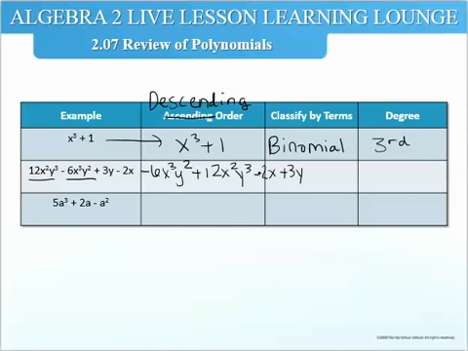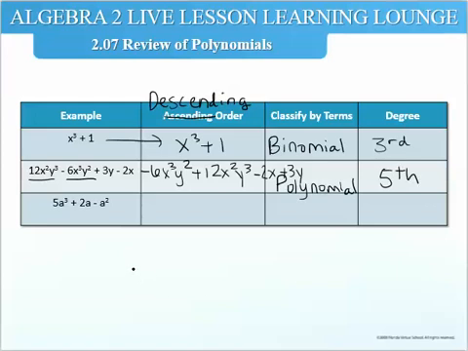Because this has 1, 2, 3, 4 terms, this is a polynomial. And the degree is a little trickier because we have to look at the sum of the exponents on the leading term. On this first term, the sum of the exponents is 3 plus 2, so this is fifth degree.